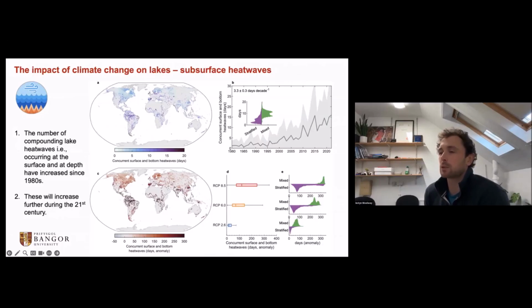We also looked at these into the future. So we compared the historic number of days of concurrent surface and bottom heat waves shown in panel A to the future shown in panel C. So panel C represents how many more days of compound heat waves different lakes around the world will experience by the end of this century relative to today. And you can see here in panel C again, the dark red colors in, for example, tropical regions and low latitude regions, meaning that those parts of the world will experience the greatest increase in concurrent surface and bottom heat waves.